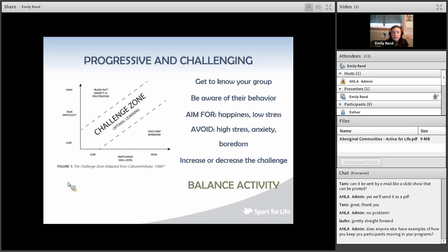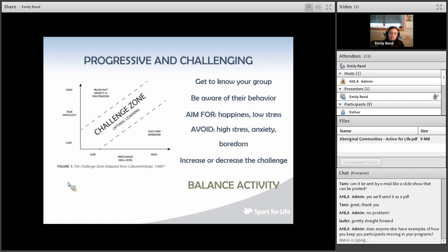So the next one we have here is progressive and challenging, which has already come up before, which is awesome. But just another thing to consider within your programs is making sure that your activities are progressive and challenging so that you are helping your participants to improve.